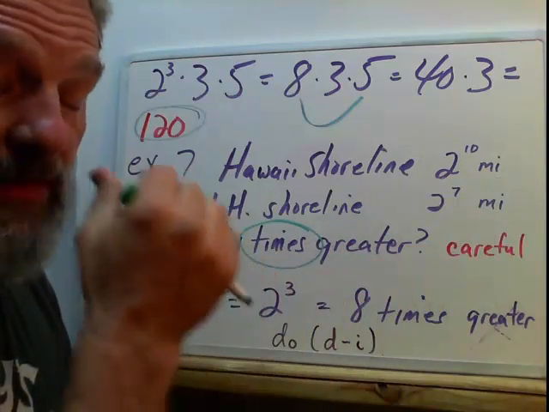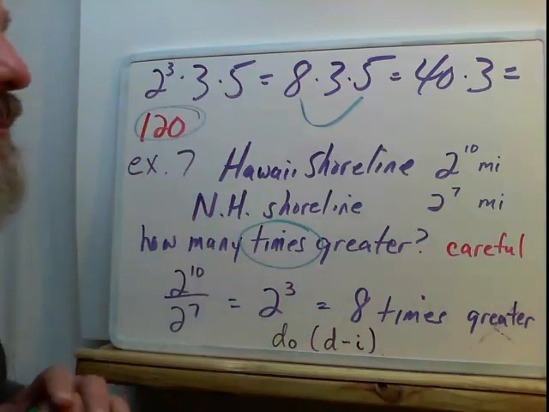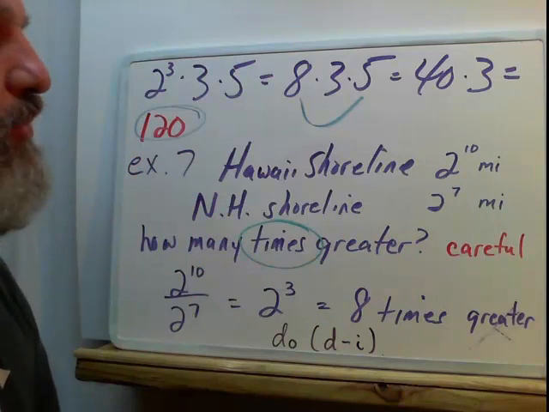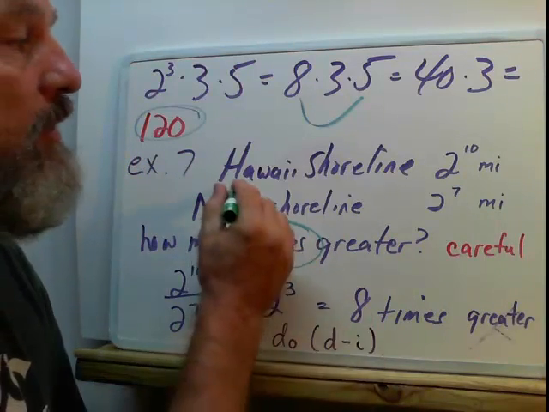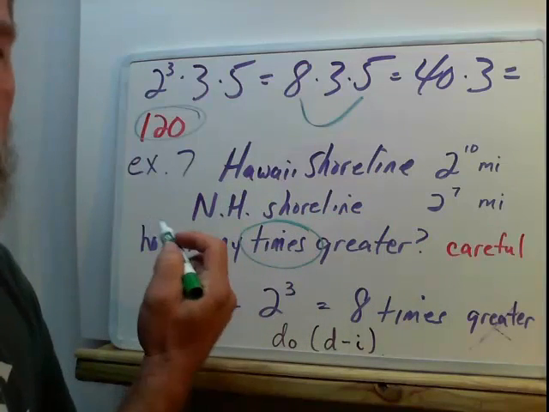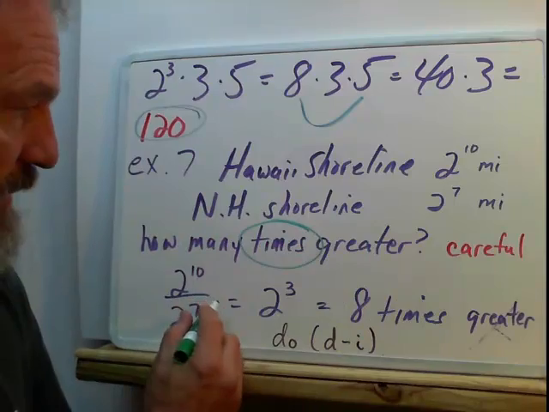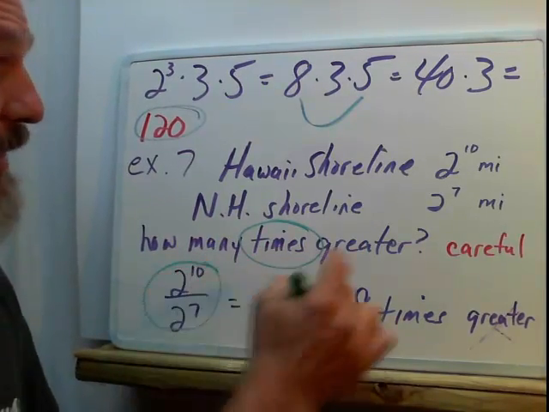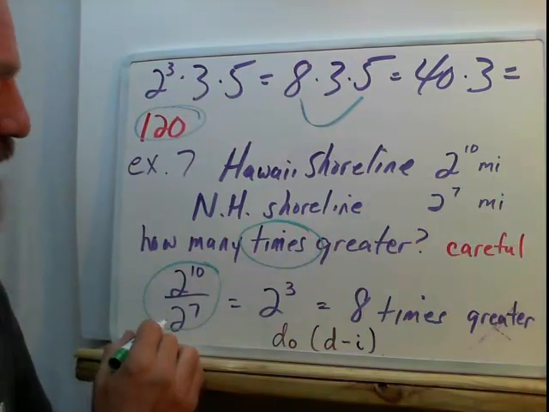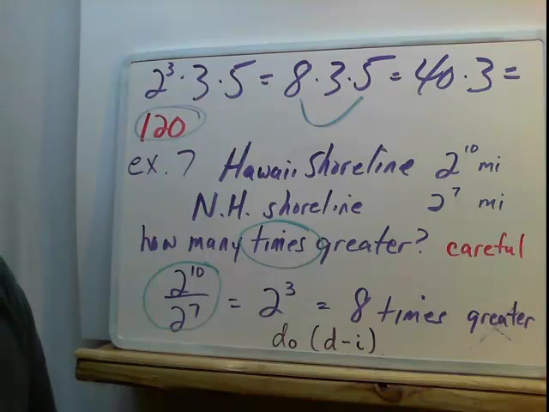Well, if you put 2 to the 17th in a calculator, you're going to end up with a huge number. And you should recognize immediately that Hawaii shoreline cannot be that huge number times the New Hampshire shoreline. It doesn't make sense. This is indeed a division problem. It's 2 to the 10th divided by 2 to the 7th.